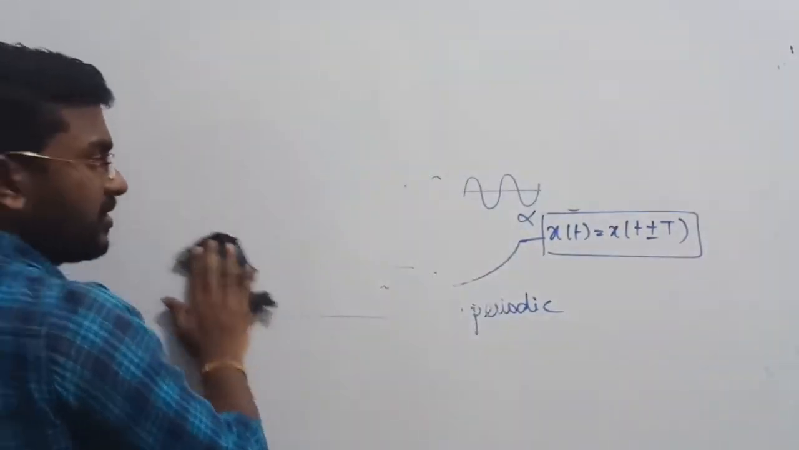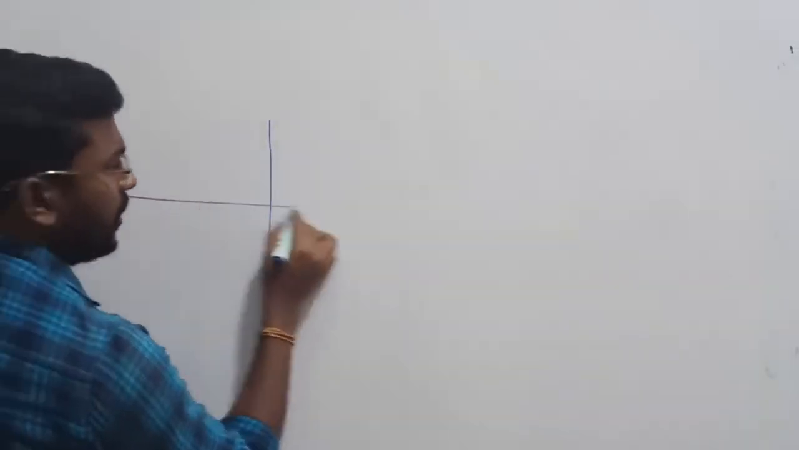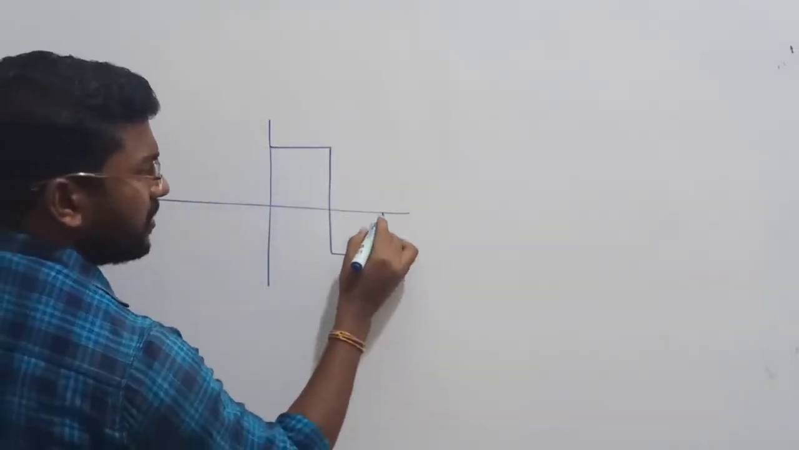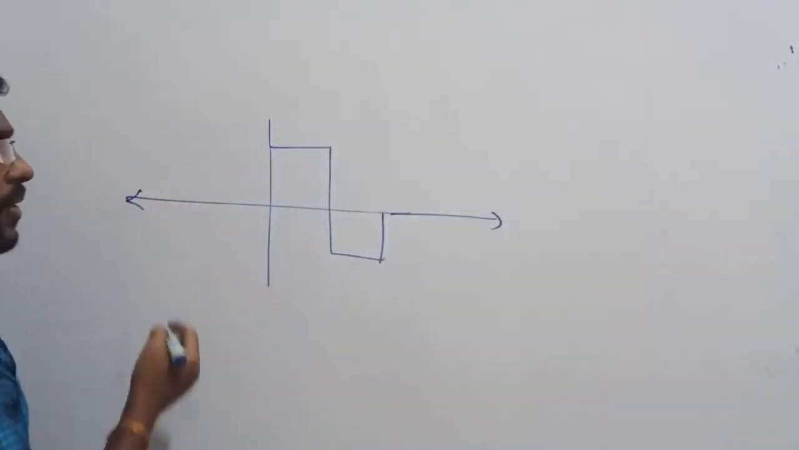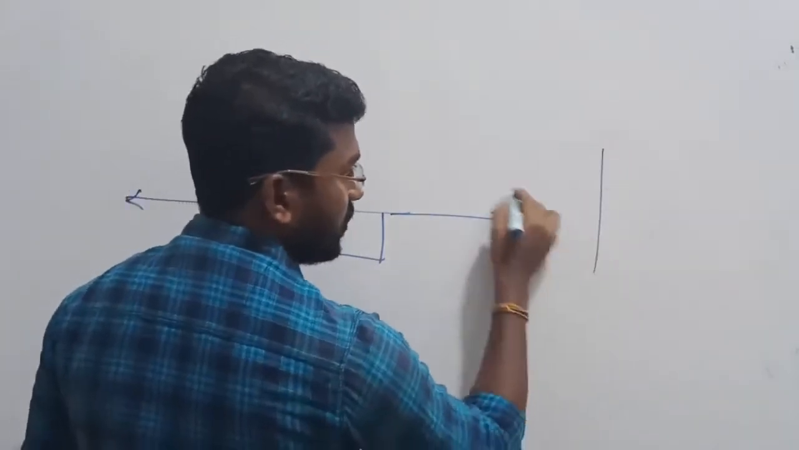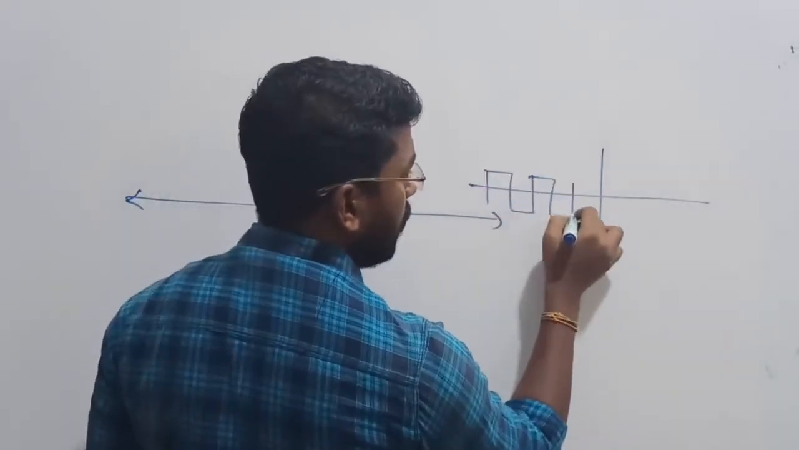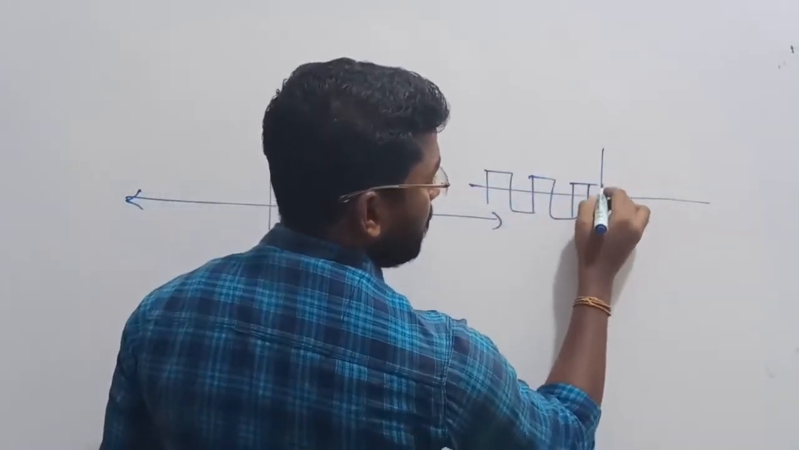So finite duration signals are always aperiodic signals. For example, let me take one more example. See, I have a signal like this. Now see there, is it periodic or aperiodic? Aperiodic signal. Why? Periodic signal in the sense, from minus infinity to plus infinity. For example, if the signal is coming like this, it keeps on coming like this.